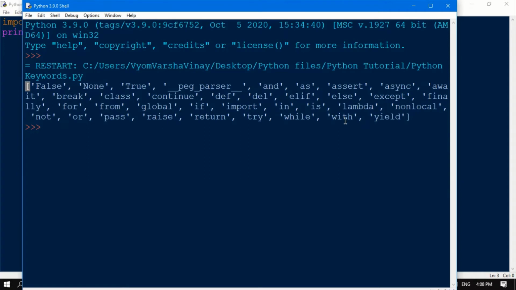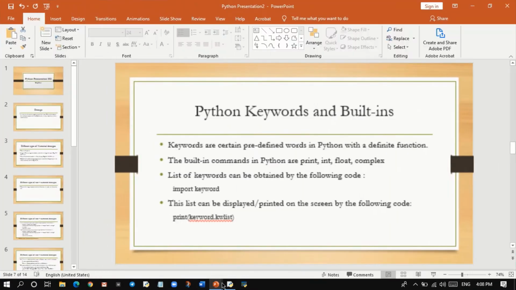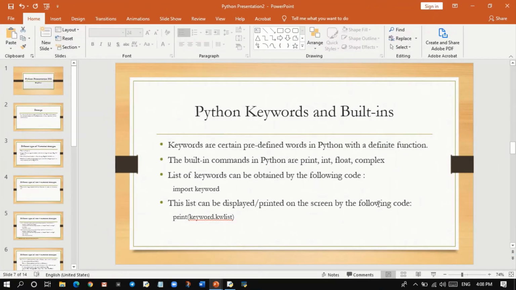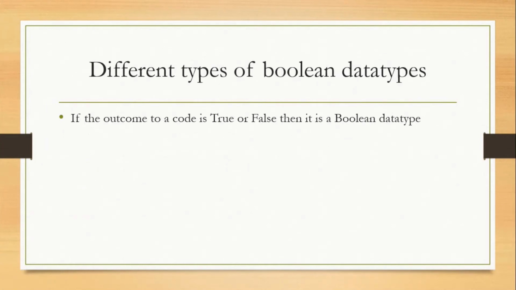because it's been enclosed by square brackets, and as the Python version moves higher, newer keywords may be added. So these are keywords. Now different types of Boolean data types.